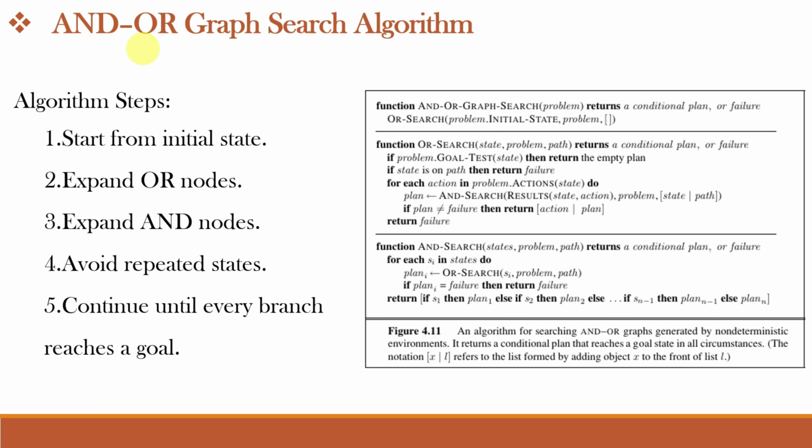Okay. The AND OR graph search algorithm is used to find a contingency plan. It starts from the initial state. At OR nodes, it chooses one action. At AND nodes, it explores all possible outcomes. If a state repeats on the same search path, the algorithm stops exploring that branch to avoid infinite loops. And the search continues until all the branches reach a goal state.